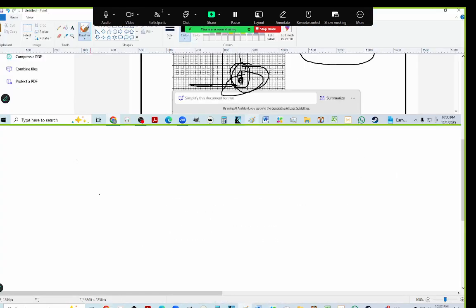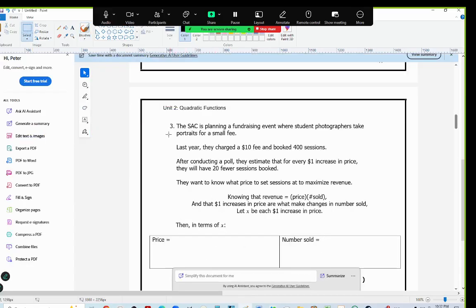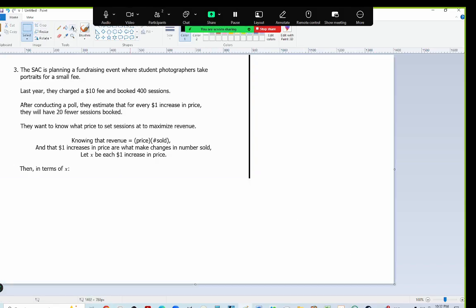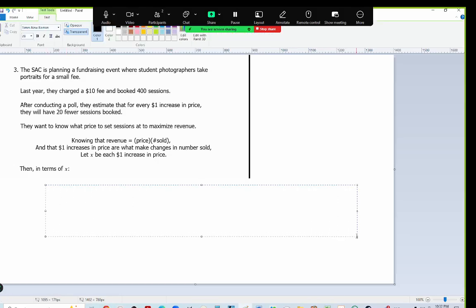When you're doing a revenue question, it always comes down to this. I'm selling something for a price. I'm going to make money, and that's called revenue. You'll see the revenue thrown out a lot. That's always the price of the item times the number of items sold, right? Those are the two things.